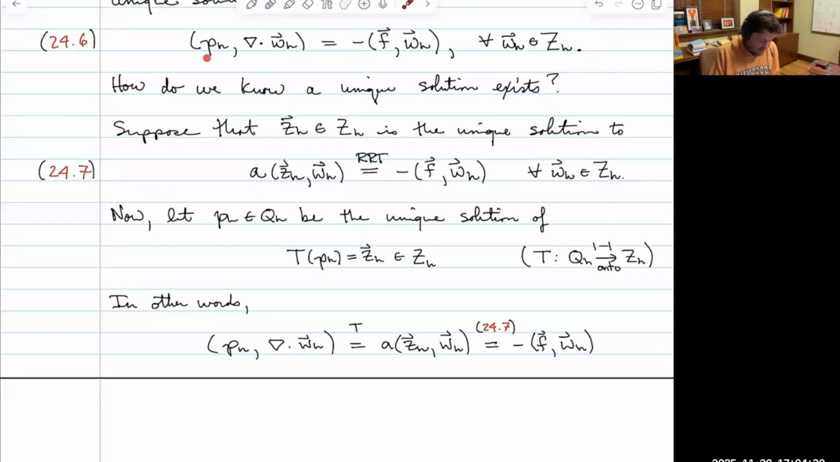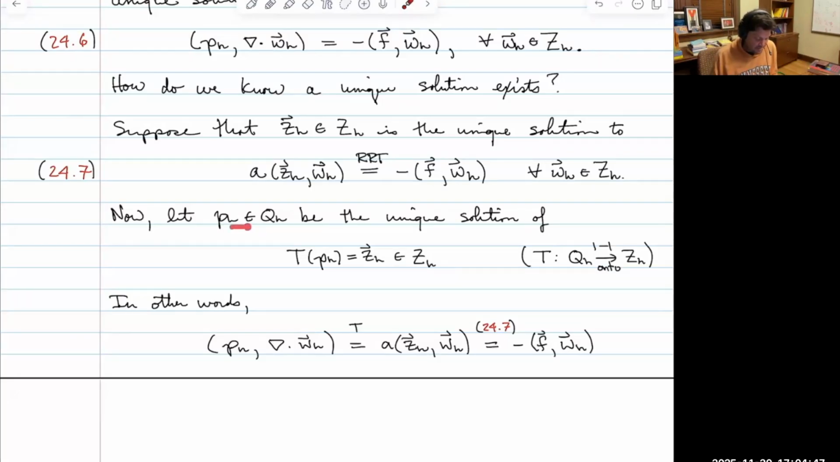Remember, we're trying to get at the fact that this P exists. Well, now we've got this Z. This guy exists and is unique, this ZH. And what space is he in? He's in this space, ZH. Well, we know that there's a mapping T which takes this pressure space into ZH, and it does so in a unique way. It's a one-to-one onto mapping.